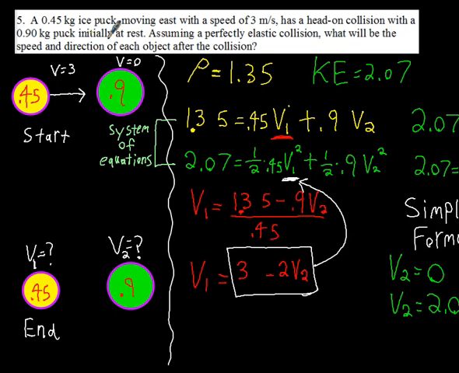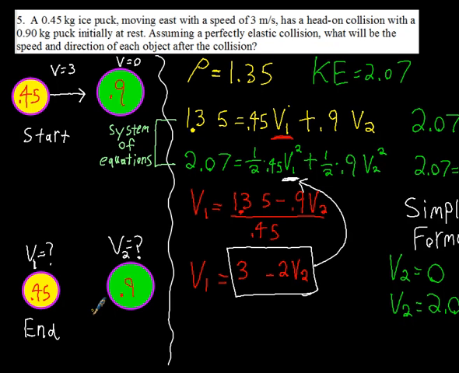So we got a 0.45 kilogram puck moving east with a speed of 3, has a collision head-on with a 0.9 kilogram puck initially just sitting there. And if it's an elastic collision, which means energy is conserved, what will be the speed and direction of each object after they hit? Like always, we use a picture of the situation at the start and the situation at the end. That's how energy and momentum problems are always going to work.